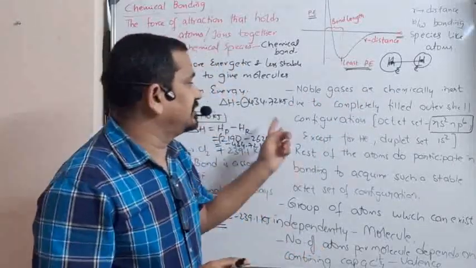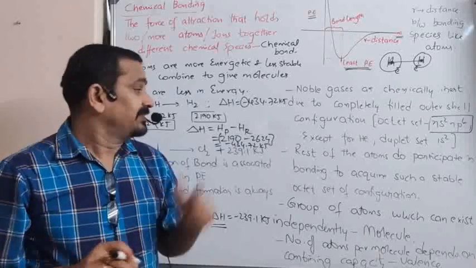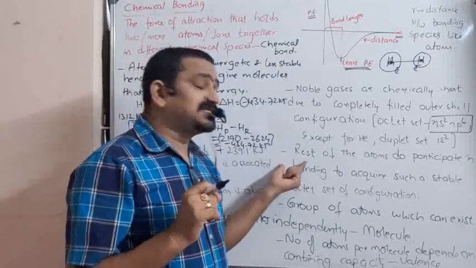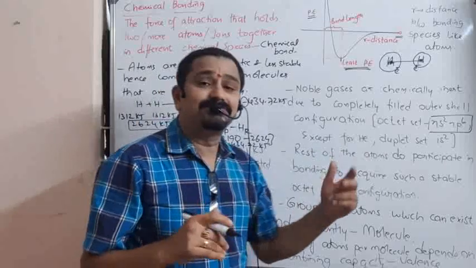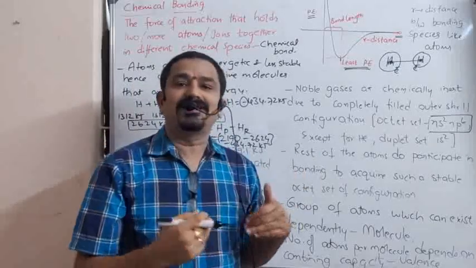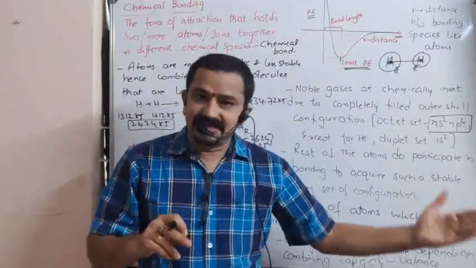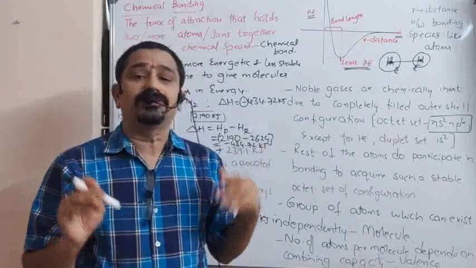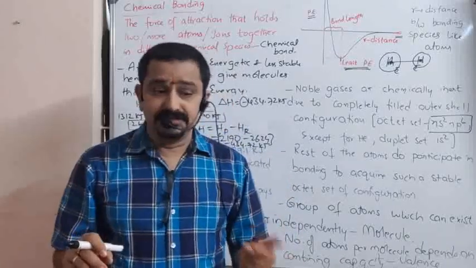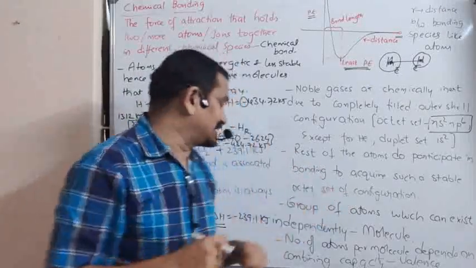Noble gases are chemically inert due to a completely filled outer electronic configuration called the octet configuration, except for helium, which has 1s2, called the duplet configuration. The rest of the atoms in the periodic table do participate in chemical bond formation to acquire such a stable electronic configuration of the nearest inert gas. Once again, remaining all elements of the periodic table participate in chemical bond formation to attain their nearest inert gas configuration.